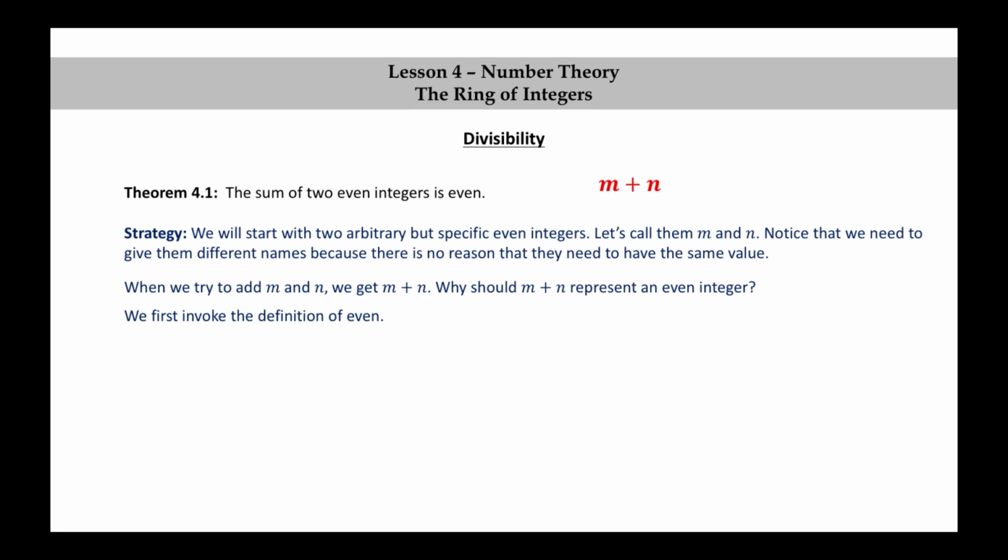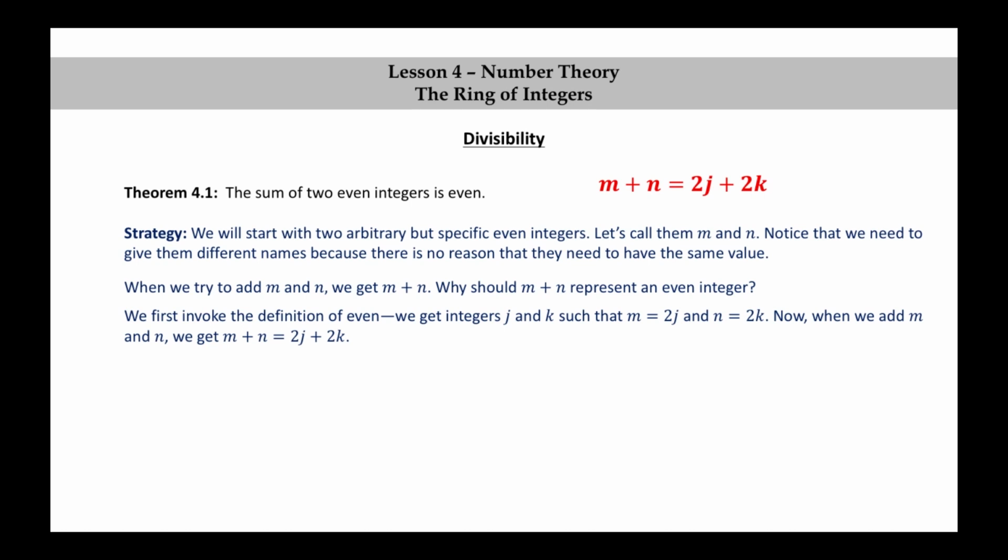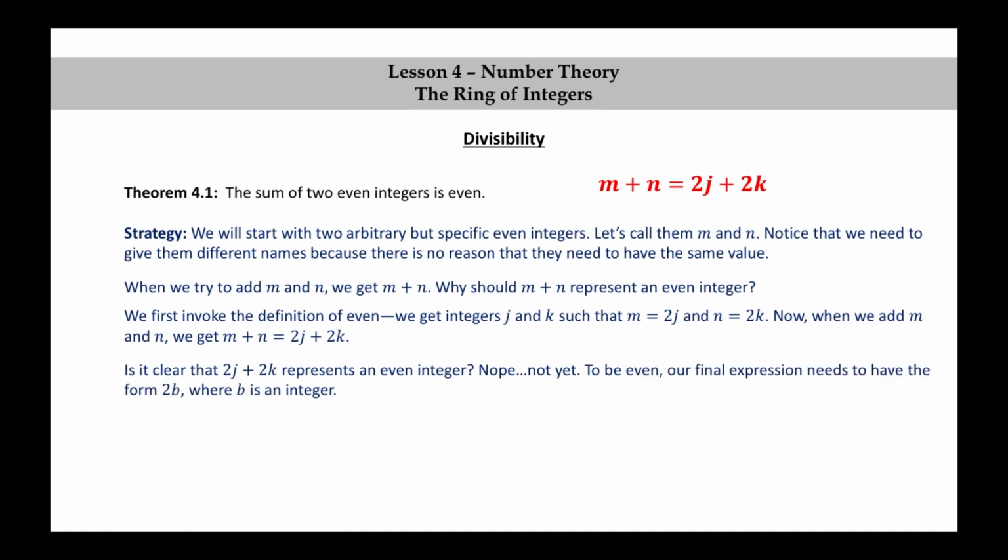Well, we first invoke the definition of even. We get integers j and k such that m is equal to 2j and n is equal to 2k. Now, when we add m and n, we get m plus n is equal to 2j plus 2k. That's by direct substitution. Is it clear that 2j plus 2k represents an even integer? Nope, not quite yet. To be even, our final expression needs to have the form 2b, where b is an integer.